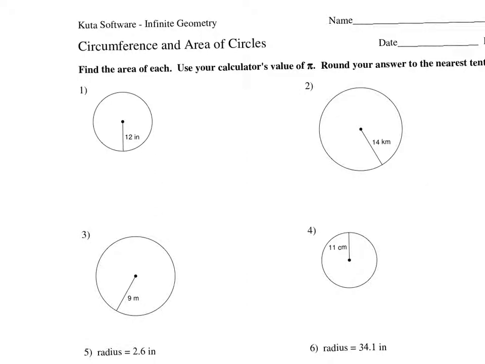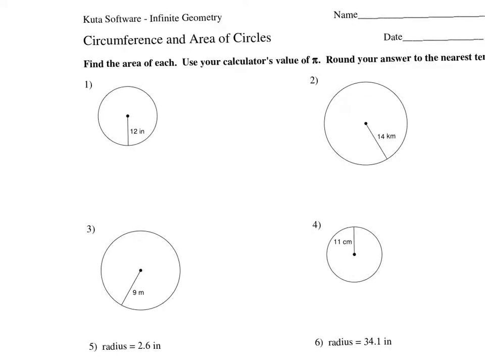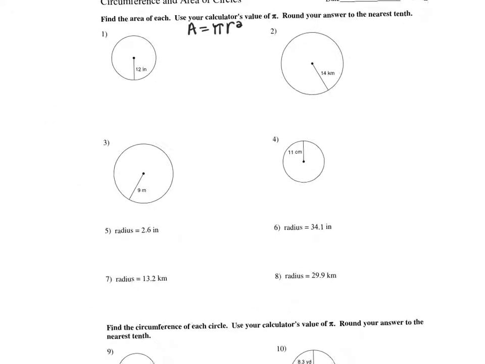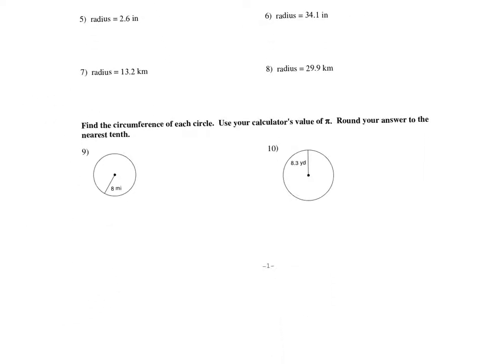So here we are looking at our homework assignment over circumference and area of circles. For area, I'm going to use the formula pi r squared. And for circumference, which would be down here, I have two formulas.